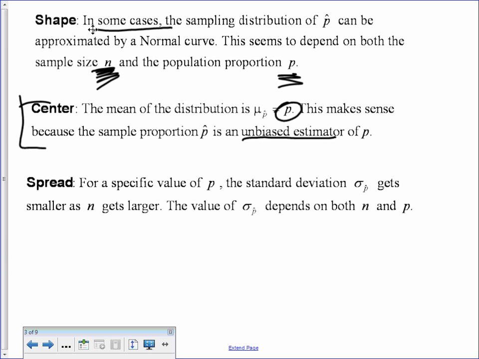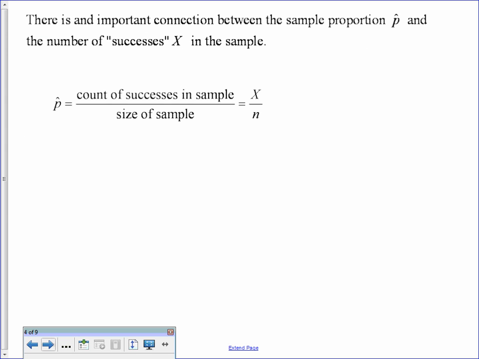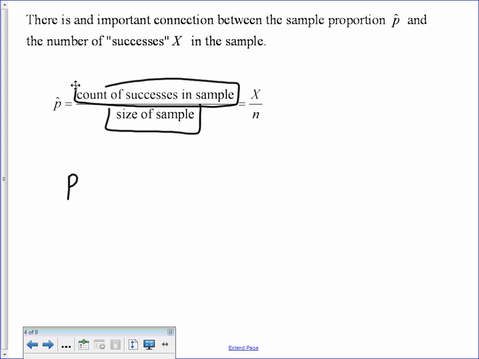And the spread will depend on a couple of things. It'll depend on both n and p, but a lot on n. The spread of the sampling distribution will be sigma p hat. So let's put together some stuff we talked about. We calculate p hat as the number of successes over the sample size, so p hat equals x over n.